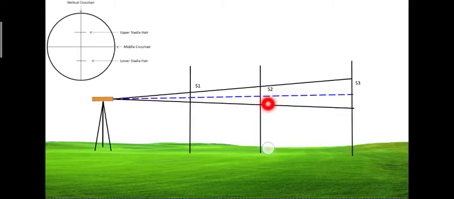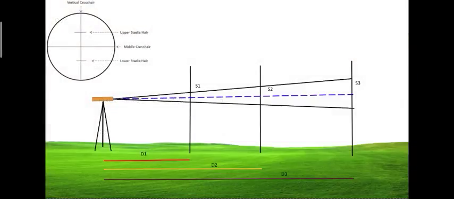At the first station, that is B, you got S1 as the staff intercept. At C you got S2, and at D you got S3, somewhere at distances D1, D2 and D3. We don't know these distances. We have to calculate D1, D2 and D3 now.